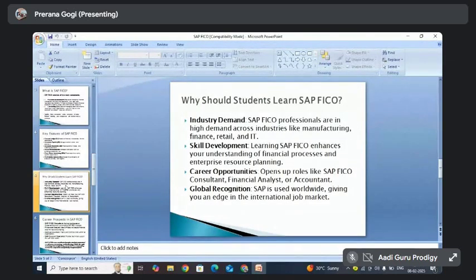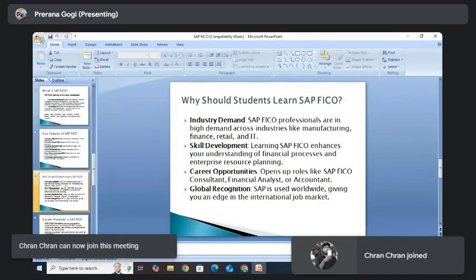So, industry demand is 100% sure. You will have skill development also in this. You will have an expansion of your quality, expansion of your knowledge. You will know what all the things are available in SAP. You will be amazed to see them when you are working practically over the interface. And third one, career opportunities.